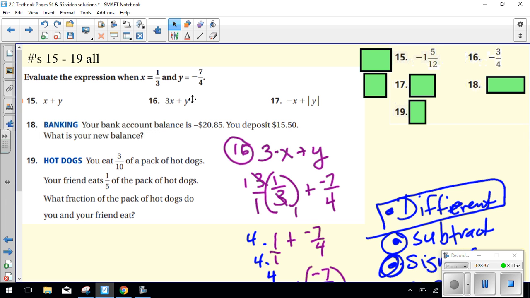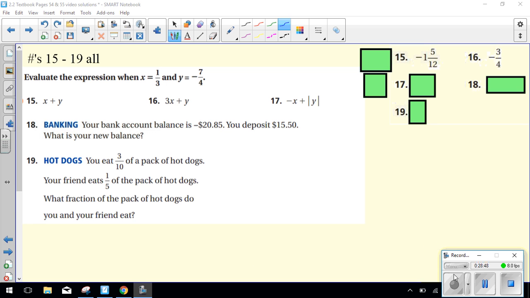Okay, I am now going to erase and move on to number 17. Pause if you need to backtrack or write any of this down. For number 17, we have the opposite of the value of x. I know there's no parentheses there, but I like to put them in, plus the absolute value of y.